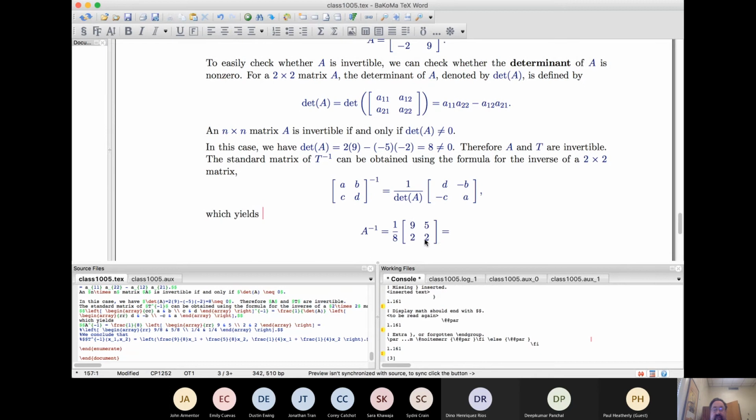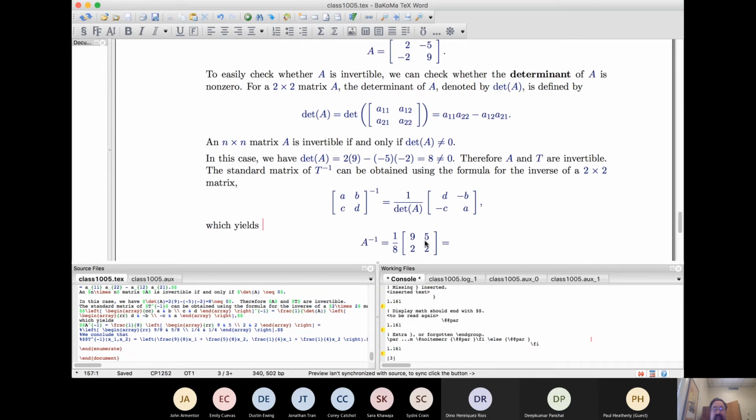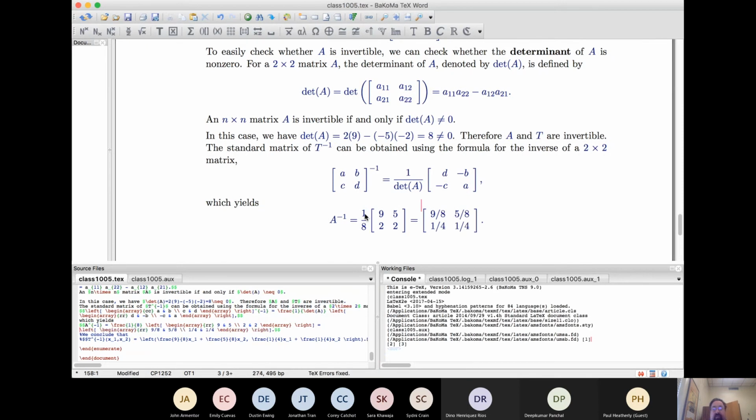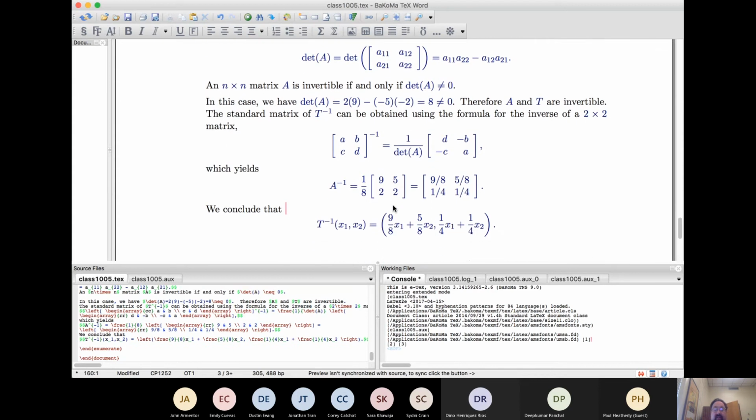So here I've done this swapping and negating as needed. Then I'll just go ahead and distribute the 1 over the determinant through that. And so here, these are the coefficients of x1 and x2 in the inverse. So if I want to write down a formula for the inverse of the linear transformation, here we have coefficients of x1 and x2 for the first output. The second row are the coefficients of x1 and x2 for the second output. And this is the formula for your inverse.